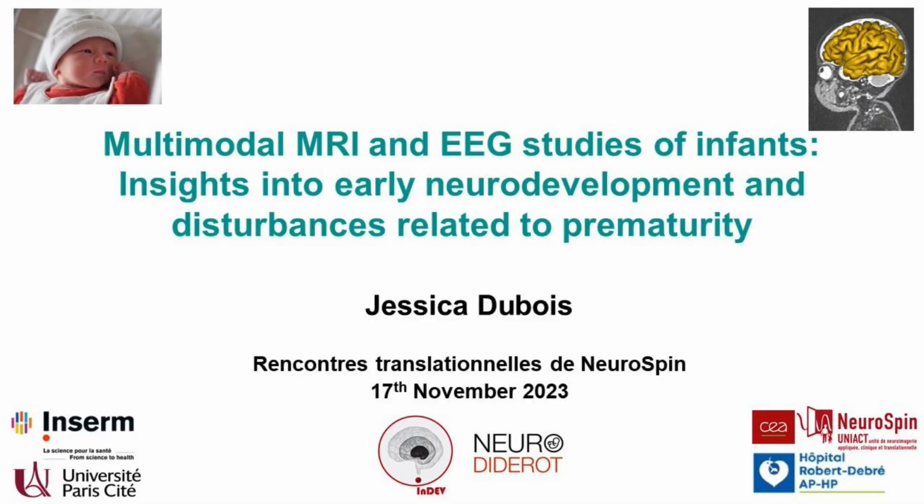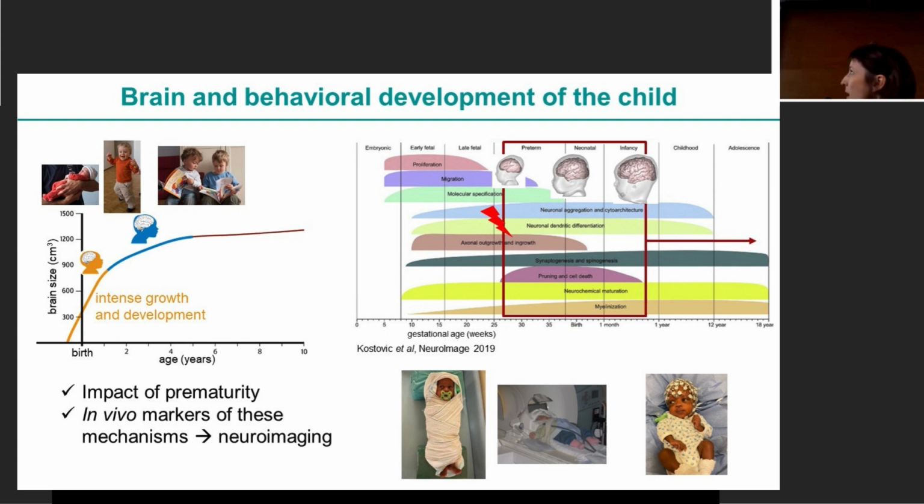I would like to talk about a few studies that we've done, some of them in typical infants to understand typical neurodevelopment, and some of them also in premature infants in order to understand and to explore possible disturbances related to prematurity. So I have the chance to talk just after Serena, so I can go fast on some aspects.